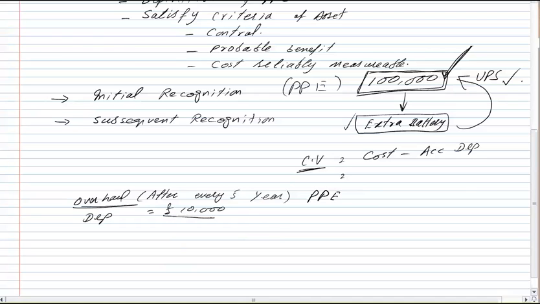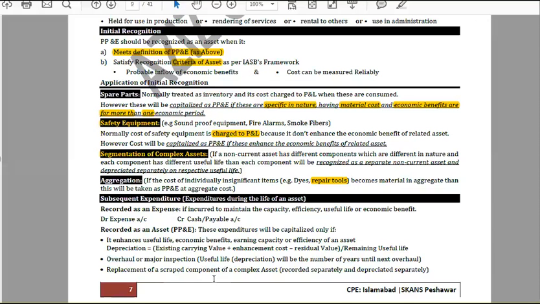And how to record the depreciation? Total cost divided by overhaul duration. So if the overhaul time is after every 5 years, next overhaul will obviously be after 5 years. So we will divide it by 5 years. Depreciation will be on number of years until next overhaul. For example, if the overhaul is after every 5 years, then obviously the next overhaul will be after 5 years. So we will record depreciation as per 5 years.